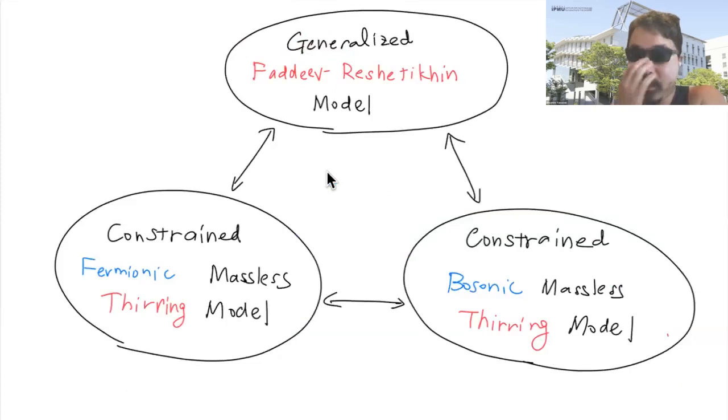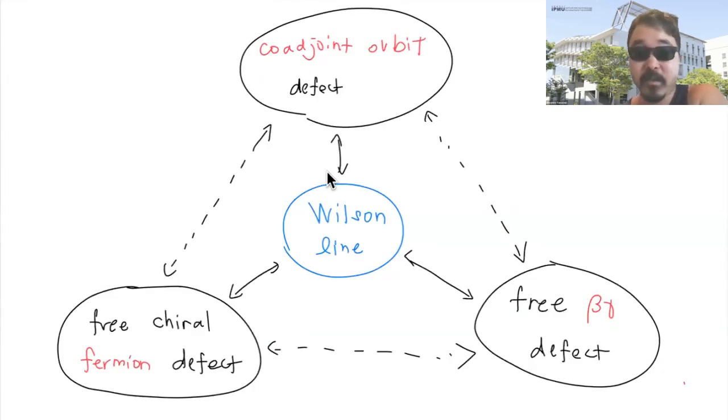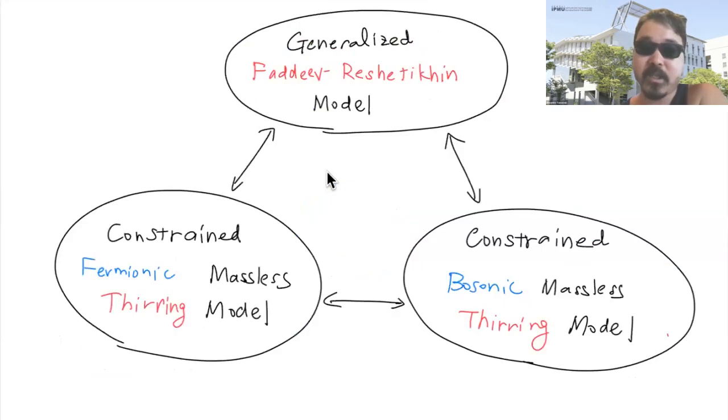And this was a statement about the defect itself. But you can try to, for example, consider one chiral defect and another chiral defect and see what type of series we get. So this is an example. If you start with the coadjoint orbit defect, you get the so-called Faraday-Freshetigy model. And then if you start with the beta gamma or fermion, then you get the Thirring model. So they are all related.